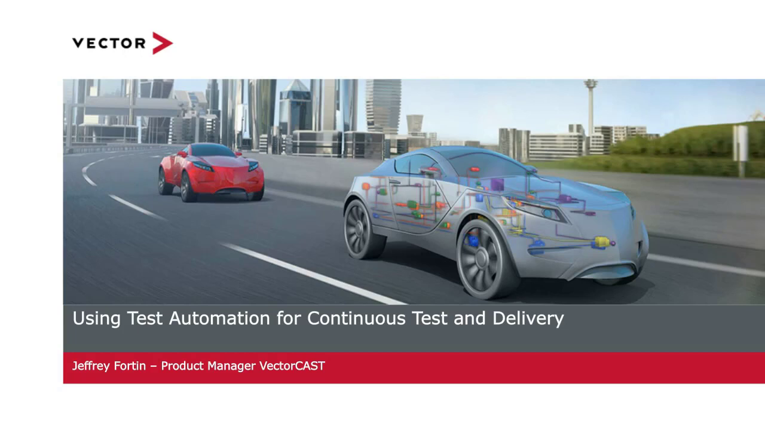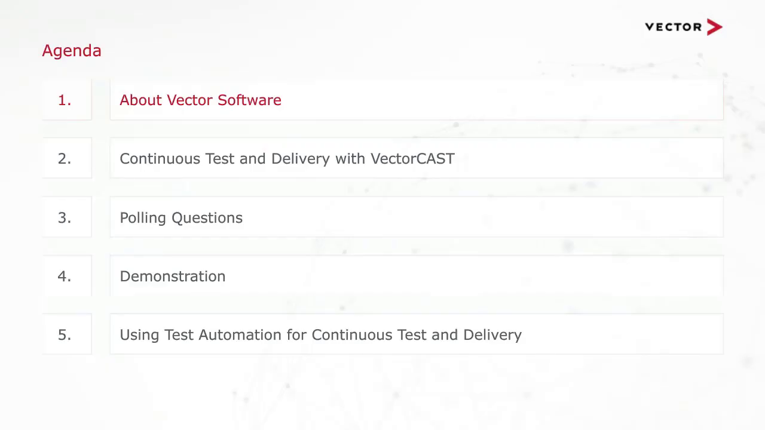Here's the agenda that we've got. I'm going to talk a little bit about how Vector Software plays in the continuous integration space, and then some of the things that we can do with continuous test and delivery using VectorCAST. And then, as Alicia mentioned, we're going to do 3 polling questions. And then I'm going to give you a little demonstration, with some examples of how we can integrate VectorCAST with a continuous integration process. And then at the end we have Q&A, that's the Q&A slide there.